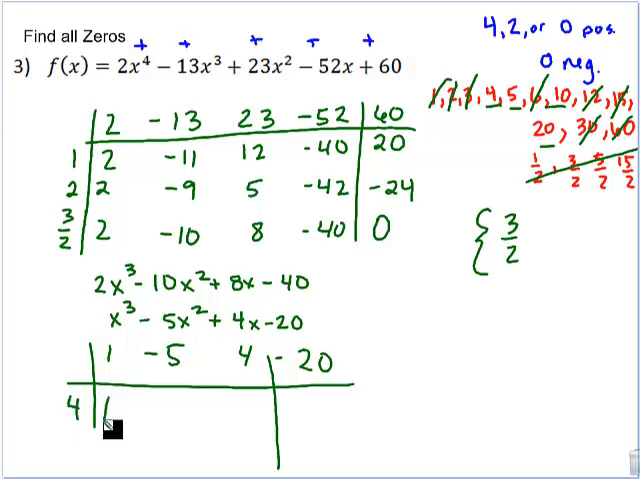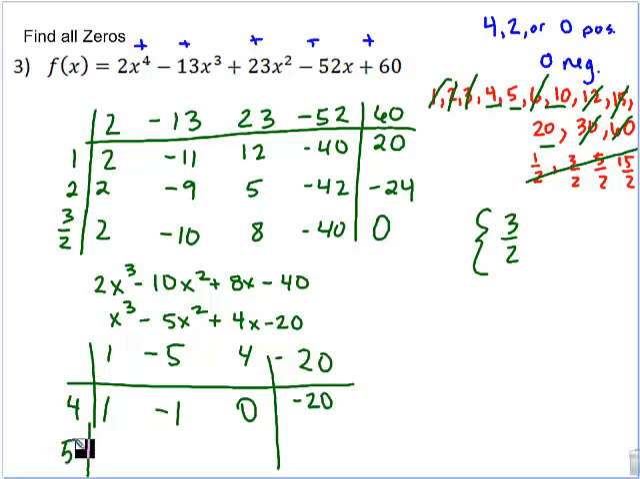So we'll drop down our 1. 1 times 4 is 4 plus a negative 5 is negative 1. Negative 1 times 4 is negative 4, plus a 4 is 0. So is this going to work? No, this won't work. 4 times 0 is 0, so that gave us a negative 20. So now which one should we try?